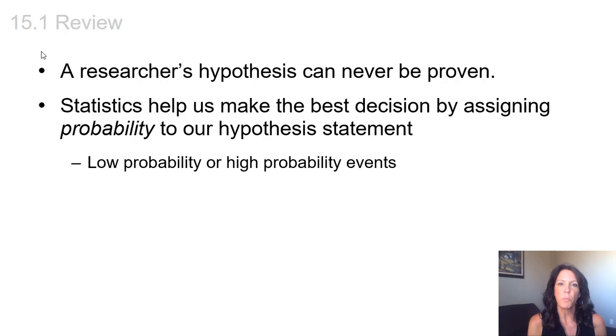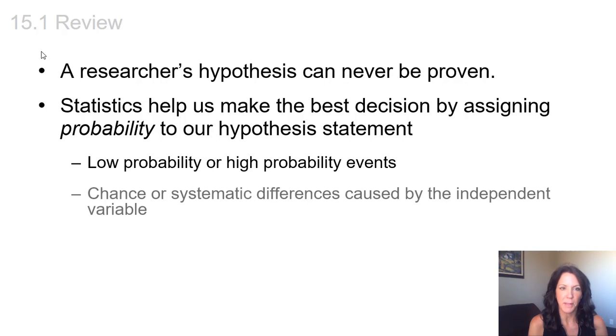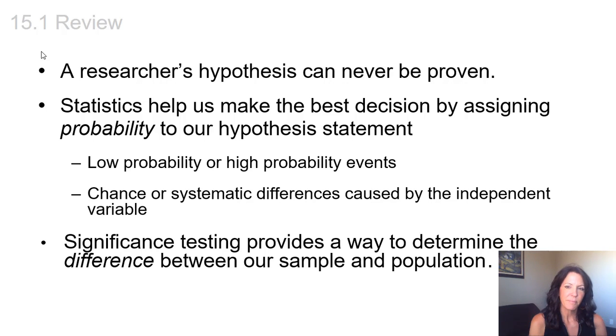We've talked about low probability events or high probability events, and we've tried to distinguish between chance or systematic differences that are caused by the independent variable. Systematic just meaning there is a treatment effect. So that's what we've been working on. And we've talked about how significance testing provides a way to determine the difference between our sample and a population. So you've come very far.